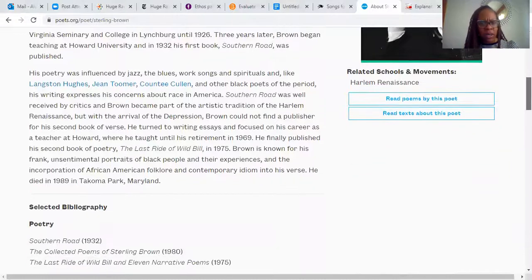I like to always see their contribution. So listen to this, look at this. It says his poetry was influenced by jazz, the blues, work songs, and spirituals. And he was also influenced by Langston Hughes and Jean Toomer. Okay, so here's what I want you to really see. He was influenced by jazz, blues, work songs, and spirituals. Did you see any of that influence in his writing? Well, I guess the fact that the poem is called The Blues, right? Did you kind of see that in his format?